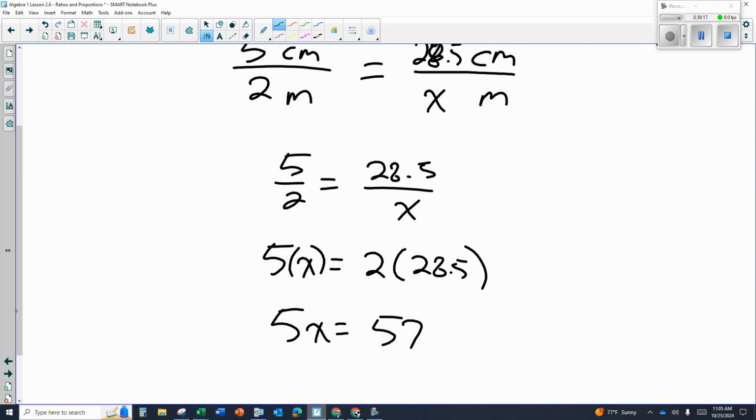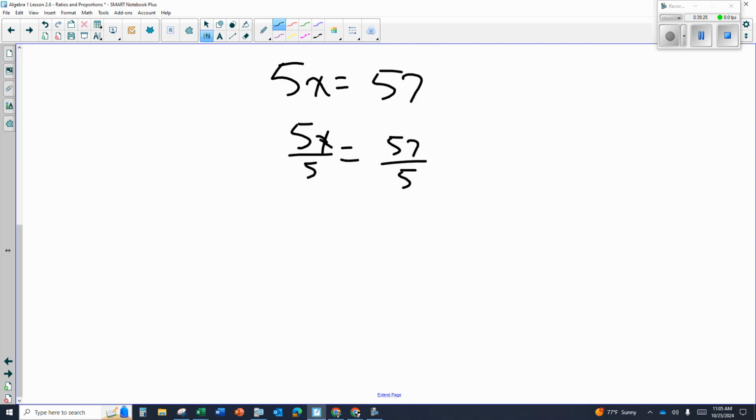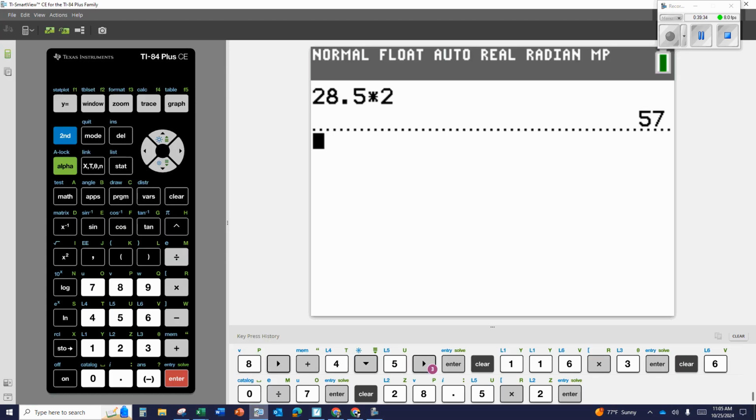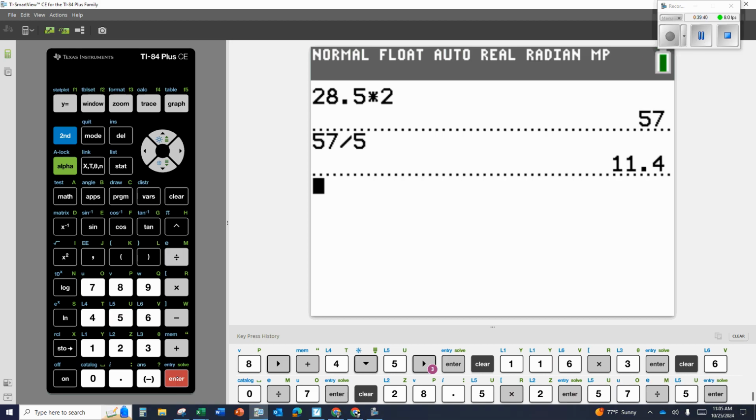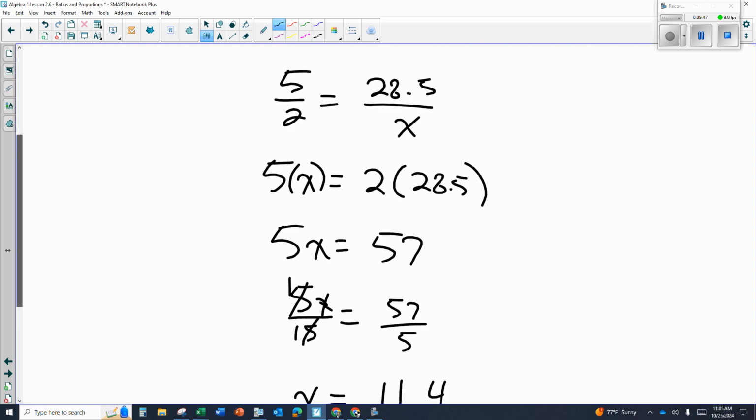And solving for x, both sides need to be divided by 5. So 5x gets divided by 5. 57 gets divided by 5. So 5x, this 5 divided by that 5, 1 over 1. So we're left with 1x. And 57 divided by 5. Well, because we were given decimals, we can do the 57 divided by 5, and 11.4 is exactly what it's equal to.